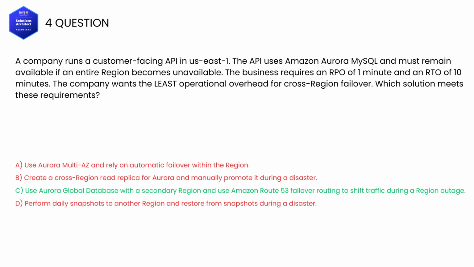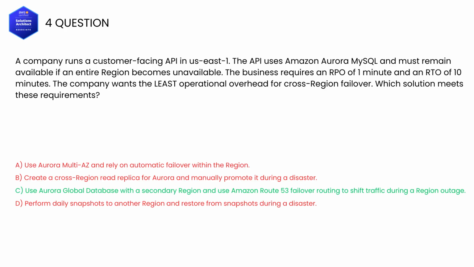It doesn't satisfy a requirement to remain available if the entire region becomes unavailable. The answer B is incorrect because manual promotion increases operational burden and can jeopardize the 10-minute RTO if procedures are not executed quickly. It's also less automated and typically not the least ops approach compared to Aurora Global Database.